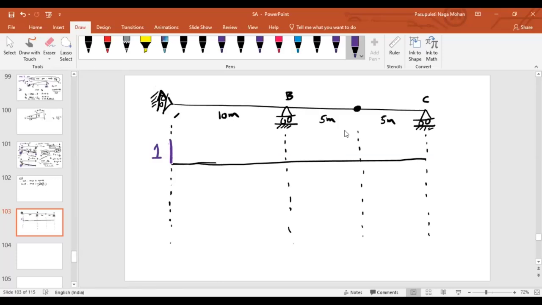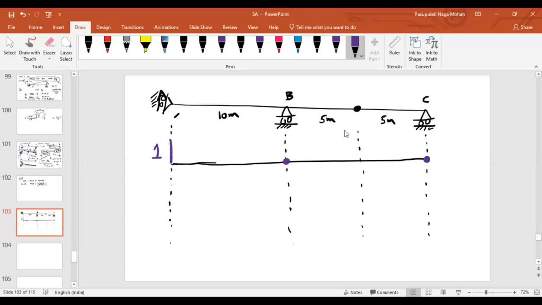As you know, as it is a roller support, will there be any vertical deflection at B? No, sir, as it won't allow. As we are going to talk about the deflected shape, as it is a roller support, it won't allow any vertical deflection. Even if you look at support C, as it is a roller support, again it won't allow vertical deflection, isn't it?